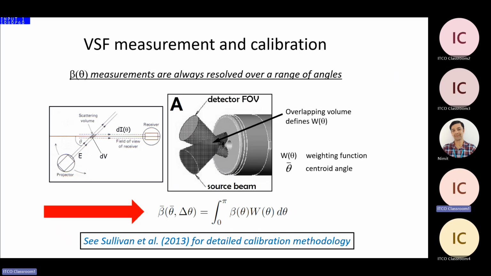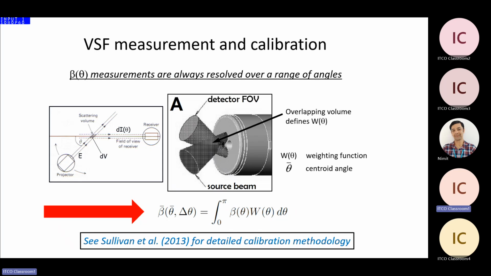So to get into the VSF measurement and the calibration, what's really important to remember is that the beta is always resolved over a range of angles. So even with the MASCOT, with the discrete detectors I had in that array, there's a range of angles for each one of those, and we published that in a paper, so you can get the weighting functions essentially as a function of angle.